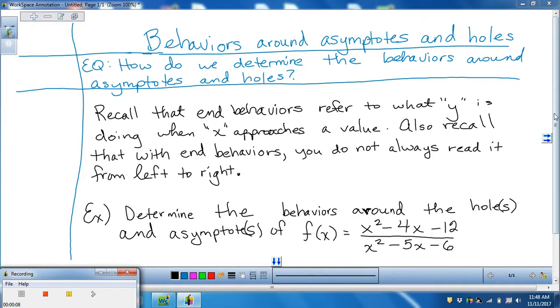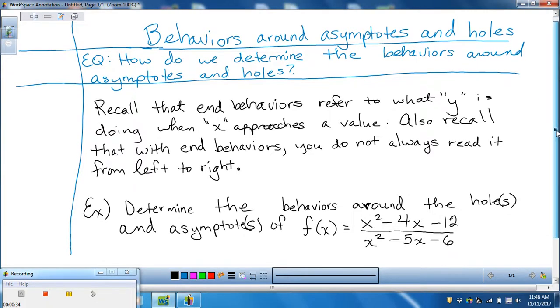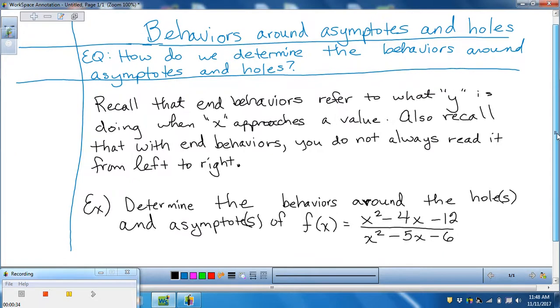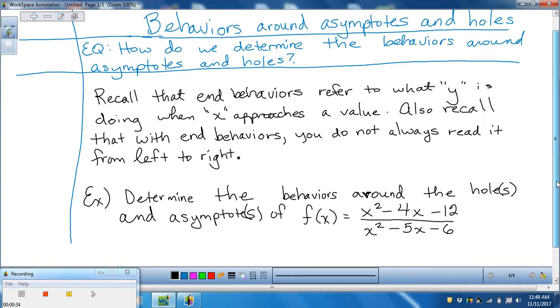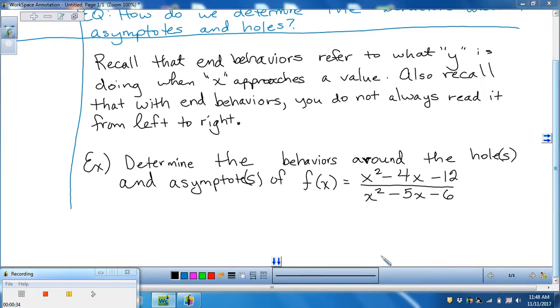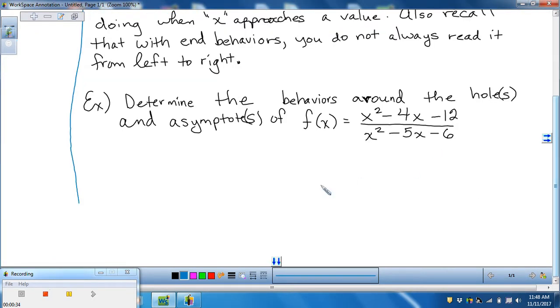So let's go ahead and start with our first example. We want to determine the behaviors around the holes and asymptotes of f of x equals x squared minus 4x minus 12 over x squared minus 5x minus 6. So our first step is to find out where the holes and asymptotes are, and then we're going to sketch what the graph looks like. So let's go ahead and determine these features. So number one, let's find the holes.